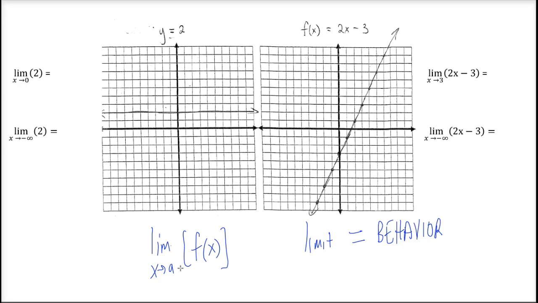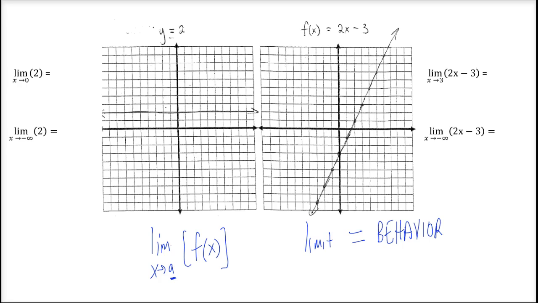To be more specific, what we're saying is that as the x values get closer and closer and closer to, let's say, this value a that's here, and we're looking at it from both directions, both from the left and from the right, we want to know as the x values get closer to that value a, what do the y values of that function start to approach?